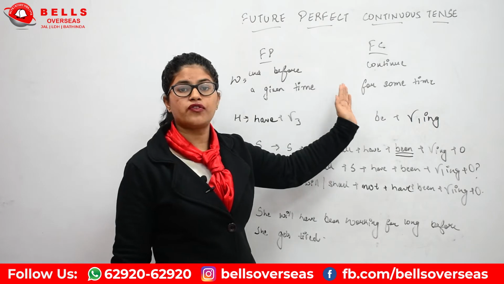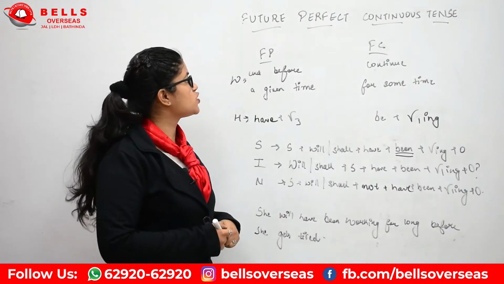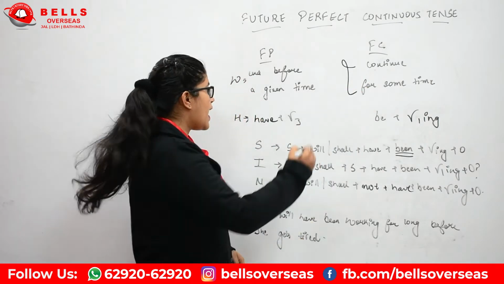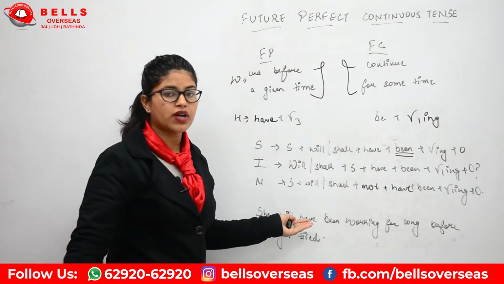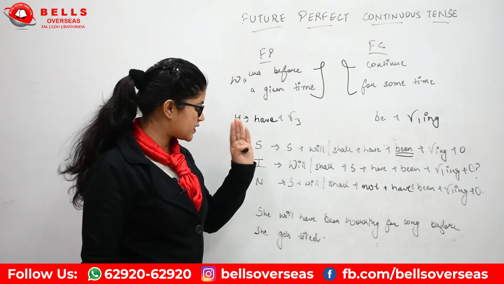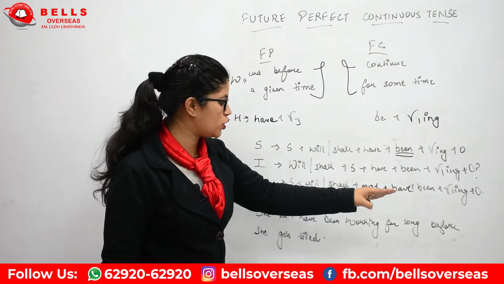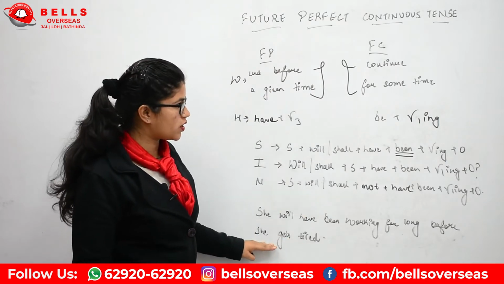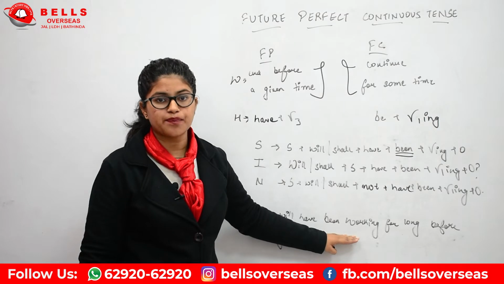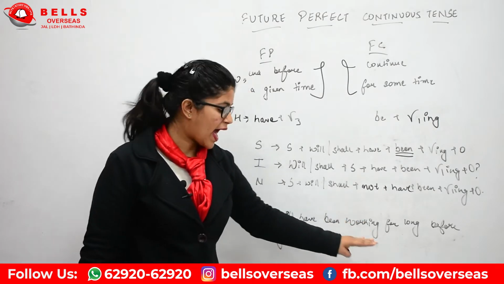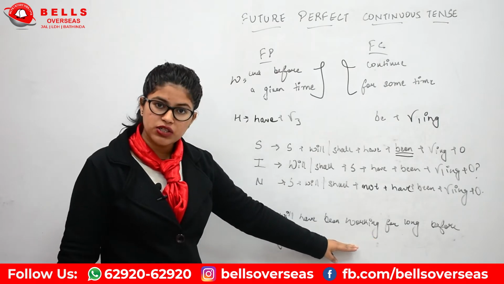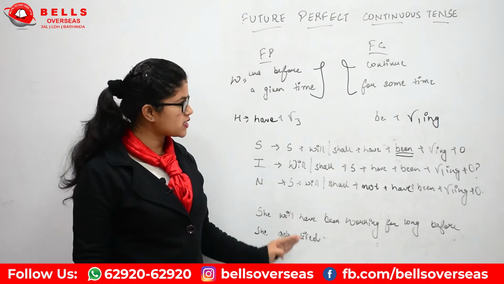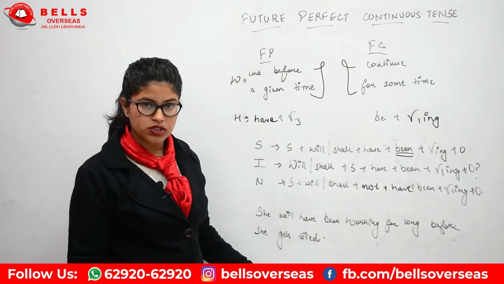So future perfect continuous tense is used for those actions which will begin in future, continue for some time and end before the beginning of another action or end before a given time. For example, she will have been working for long before she gets tired. That means in future, before she gets tired, she will have worked for some time, for a long time. Action begun in future, action continued for some time and action completed before the beginning of another action. So that is where we use future perfect continuous tense.